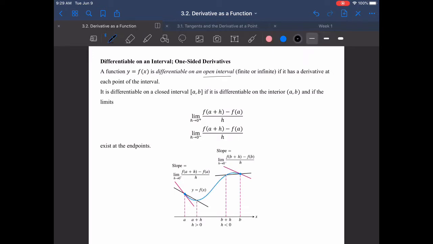Now, we can have a closed interval. It's differentiable on a closed interval if it's differentiable at the interior points, and also, basically what this is saying, it has these limits. It's also differentiable on the endpoints. That should be both for a and for b there. Basically, we can take the derivative there. There's a left and right limit for each endpoint.